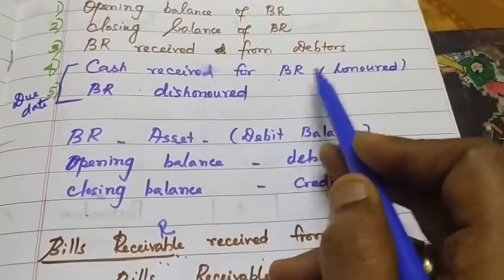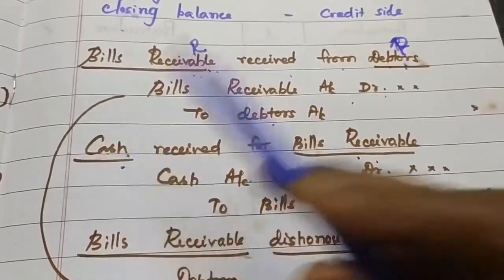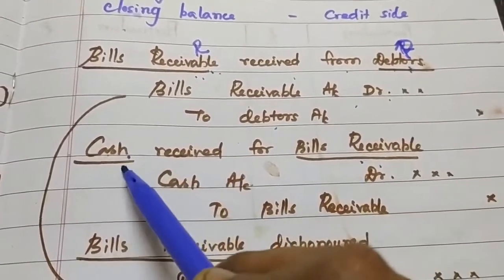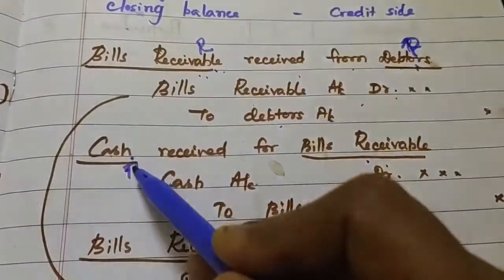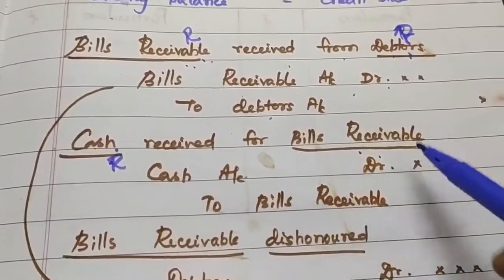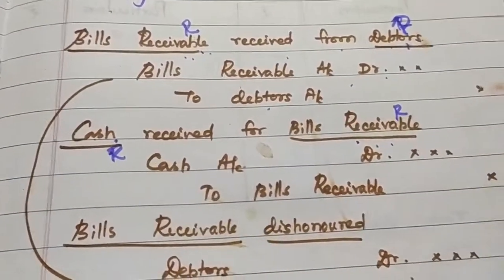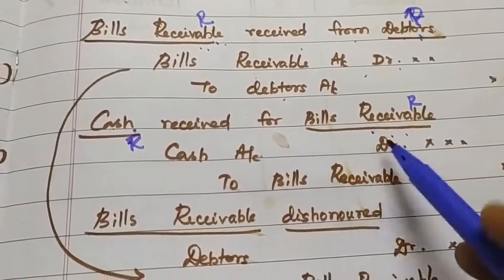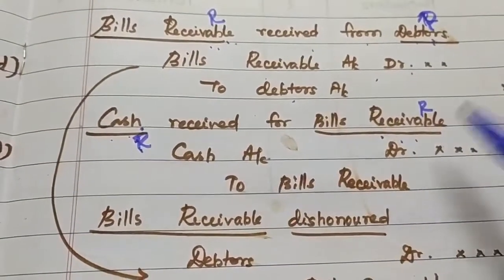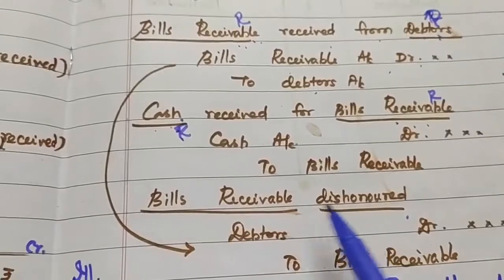Next transaction, cash received for bills receivable. Here, what are the 2 aspects involved? Cash and bills receivable. One aspect is debit, another is credit. We have to find out which is to be debited, and which is to be credited. This cash is a real account. So rule for real is debit what comes in. When we are receiving cash, cash comes in. So cash is to be debited. Bills receivable, again it is a real account. So credit what goes out. When we receive cash, bills receivable is going out. So it is to be credited. Even if you remember one aspect, cash is to be debited, then you can easily say bills receivable is to be credited.